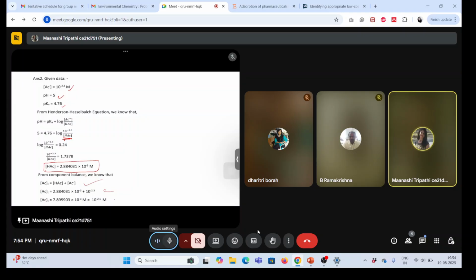Because from the Henderson-Hasselbalch equation, we can get only the proton donor at that time. We cannot get the total. We can get only the proton donor, as I told, right? This will be proton acceptor divided by proton donor, right? So we can get only the proton donor by using the Henderson-Hasselbalch equation. So this will be the total. Please check calculations also.